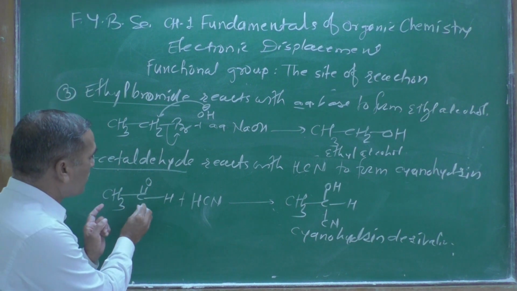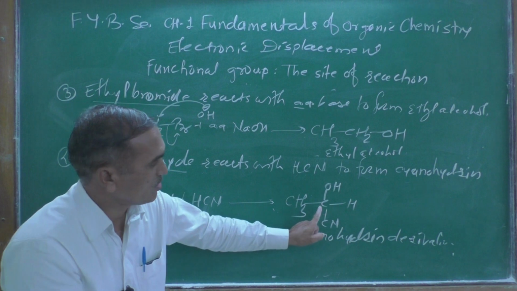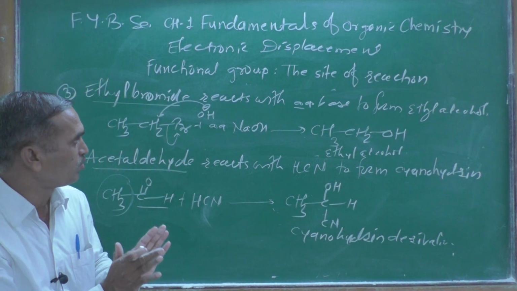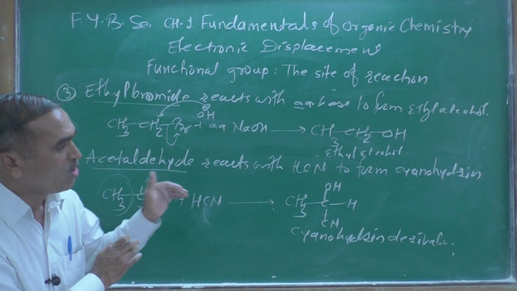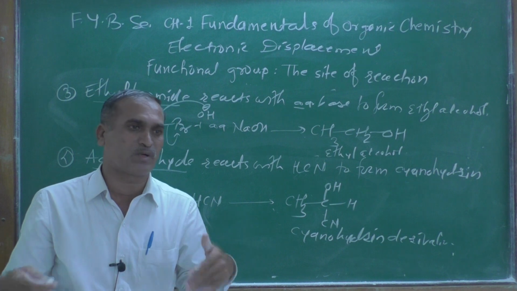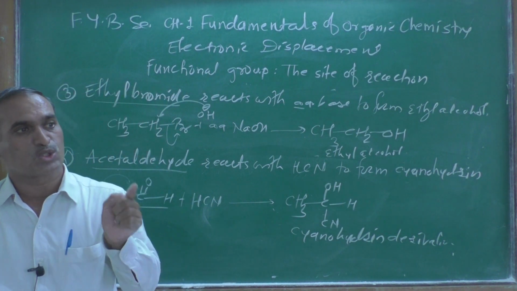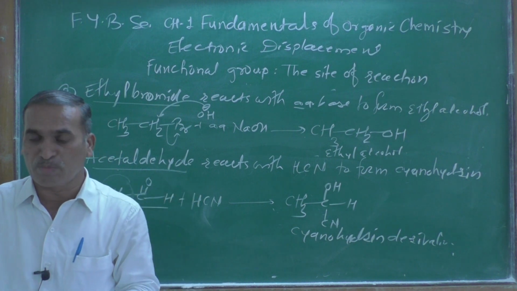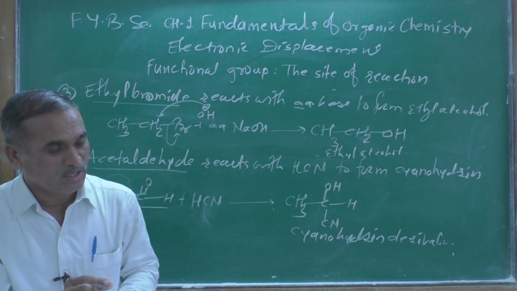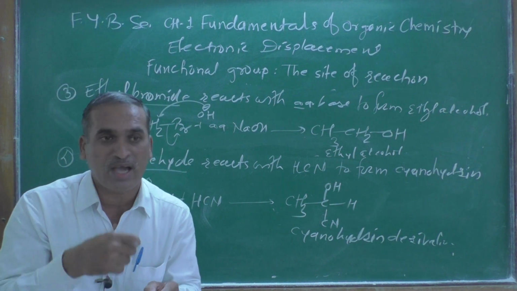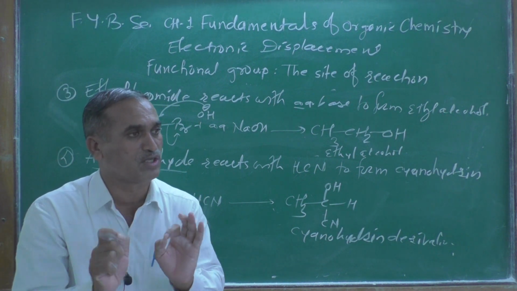Look here, this part is changing like this. This methyl, this other part of the molecule remains intact, and only a specific site is changing. That site is called the functional group, meaning the site of reaction. Whenever we add the reagent, the reaction occurs at the functional group.